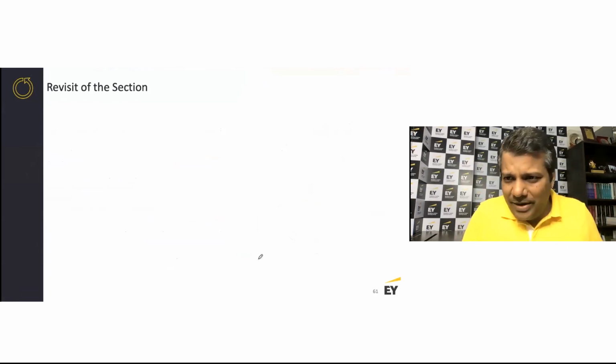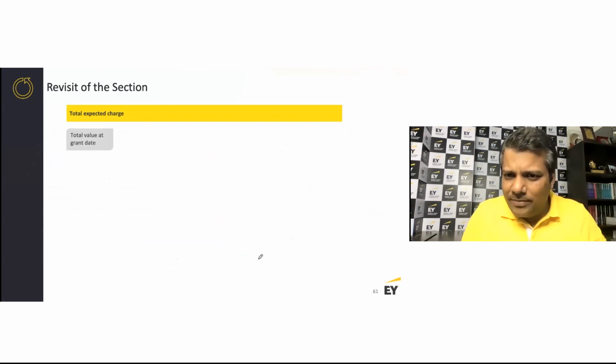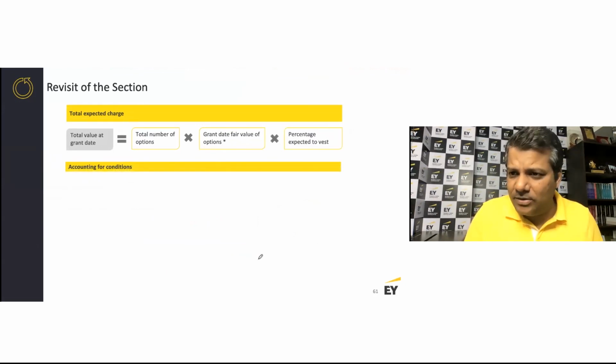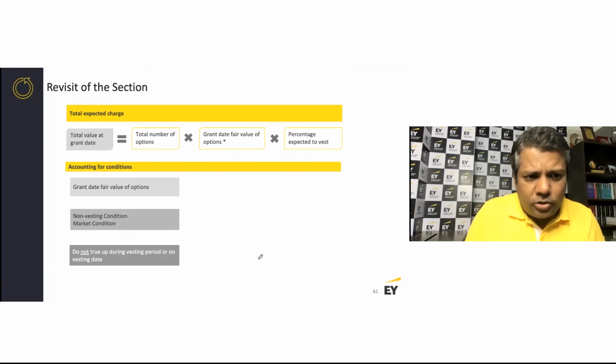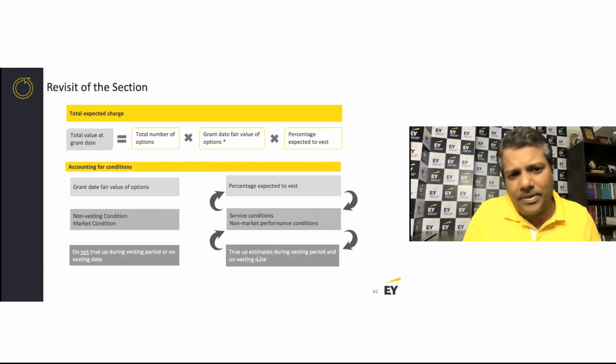So the total expected charge you will determine at the grant date, linked to the total number of options, the grant date fair value of options, and the percentage which is expected to vest. Accounting for conditions: for grant date fair value of options and non-vesting conditions, do not true up during the vesting period or on the vesting date. For expected to vest, service conditions and non-market performance conditions, all of which we talked about, here you need to true up the estimate during the vesting period and on the vesting date.